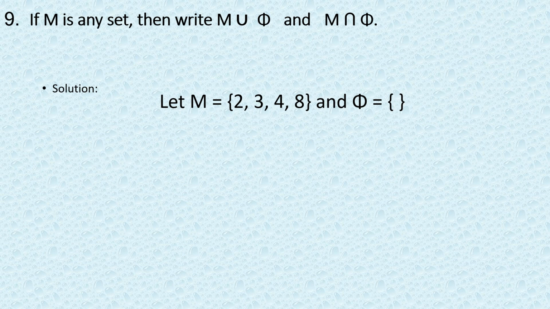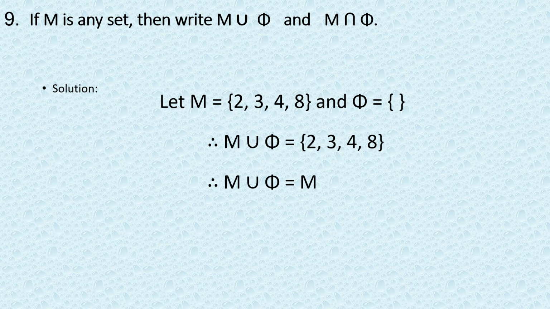So what we have to find out? The union of M and the empty set and the intersection of M and the empty set. The union of M and the empty set is again the set M. So M union empty set is equal to set M. Now the intersection is empty because nothing is common in set M and set phi. So M intersection phi is equal to phi, the empty set.